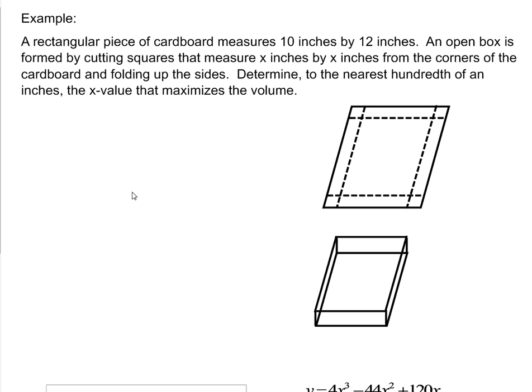All right, well, let's assume that we do have a graph of a function that might describe this one. A rectangular piece of cardboard that measures 10 by 12 inches. We're going to make an open box by cutting out equal squares of measurement x by x inches from each of the corners, and then folding up the sides. So here's a picture of the cardboard. We make this cardboard itself 10 by 12 inches, but then we're going to cut out pieces from it.